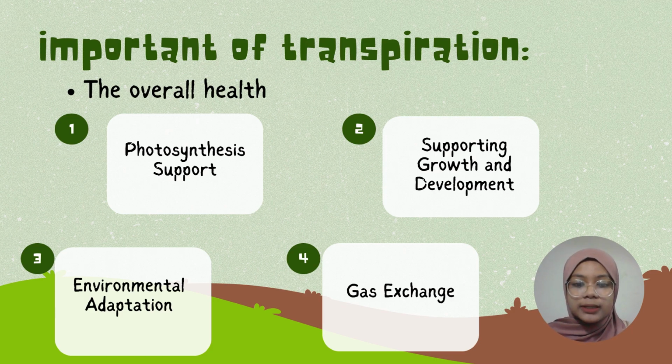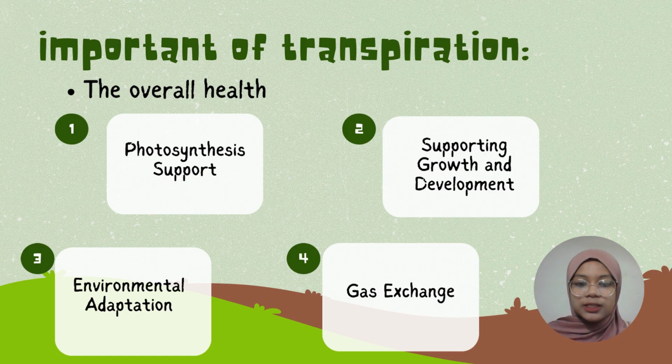Third is environmental adaptation. Transpiration helps plants adapt to their surroundings by regulating internal water levels. In arid environments, plants may limit transpiration to conserve water, while in humid conditions, they might increase it to expel excess moisture. Lastly is gas exchange.